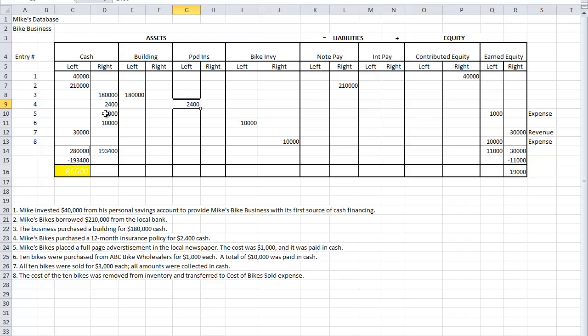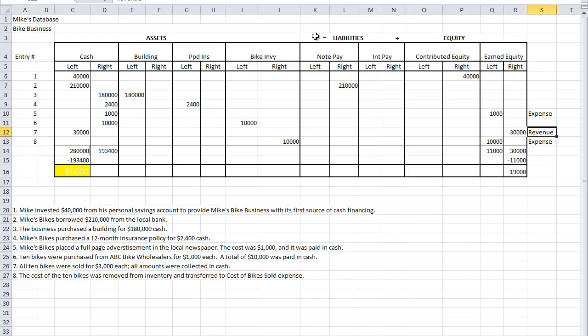Then he spends $1,000, cash asset right, equity down. It's equity earned, and a reduction in equity earned is known as an expense. This was advertising expense. Then in entry number 6, he bought 10 bikes for $1,000 each. Cash down $10,000, bike inventory up $10,000. Next, he sells all 10 bikes for cash. He received $3,000 for each of the 10 bikes, so cash went up 30 and his equity earned went up 30. An increase in equity earned as a result of selling goods or services is known as revenue.